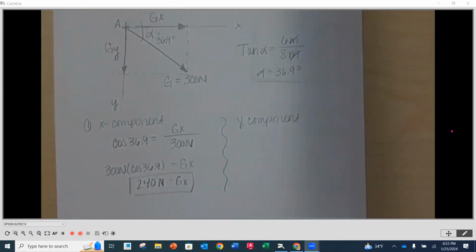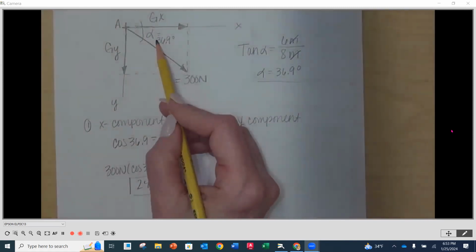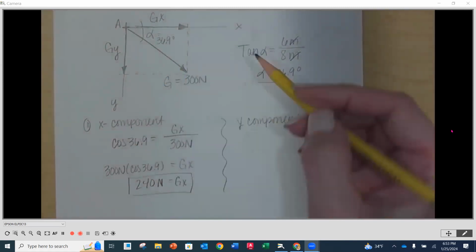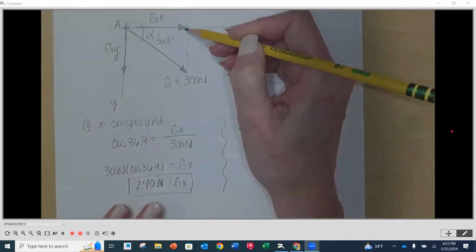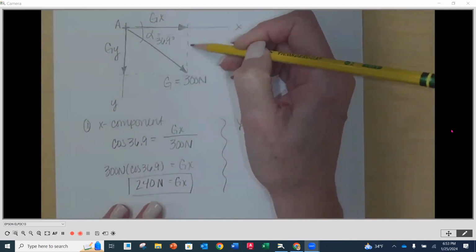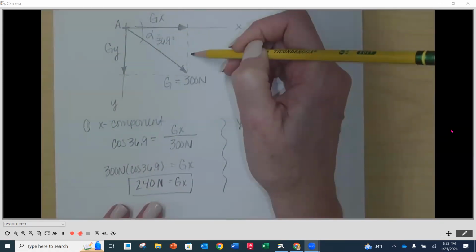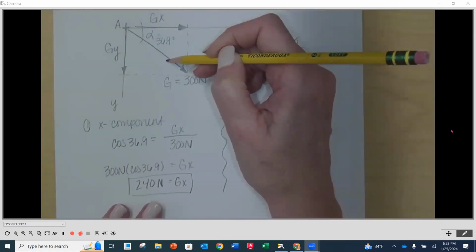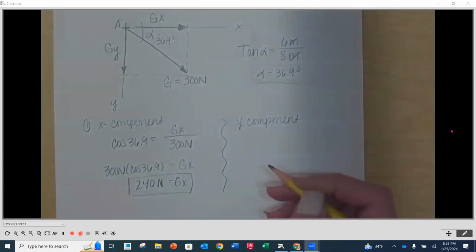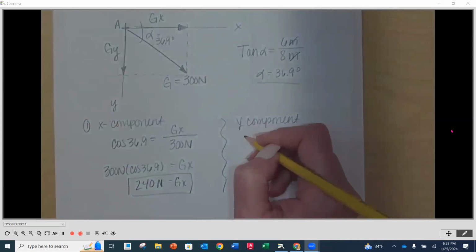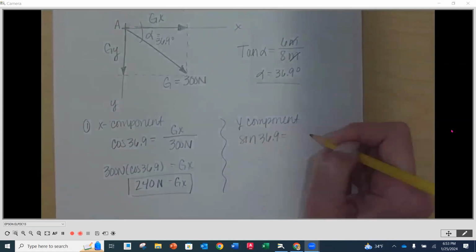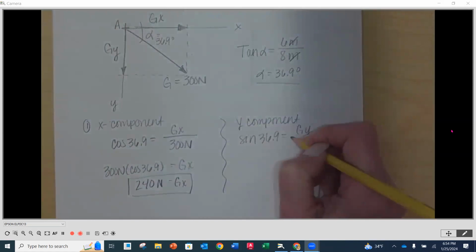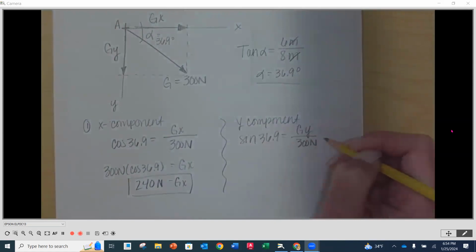Now this time, remember, we have our angle of 36.9 and the GY is equivalent over here, but it does not live over here. It's an equivalent length. So it would be the side opposite from the angle using the hypotenuse. Which function would that be? Would be a sine with an exclamation point, right? The sine function. So sine of 36.9 is going to be equal to GY over 300 newtons.